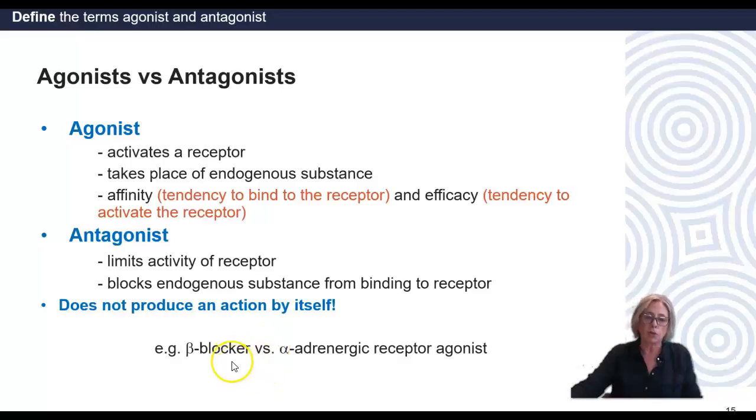The example that we've given you here is a beta blocker versus an alpha adrenergic receptor agonist. Now, you don't need to know the details of this at this stage, but a beta blocker, of course, is a drug that binds to the beta adrenergic receptor to block the effects of adrenaline in the heart. So that's going to cause the heart rate to slow down and also the heart to beat with less force. Whereas an alpha adrenergic receptor agonist mimics the effects of the sympathetic nervous system. So it's mimicking the effects of adrenaline and noradrenaline.